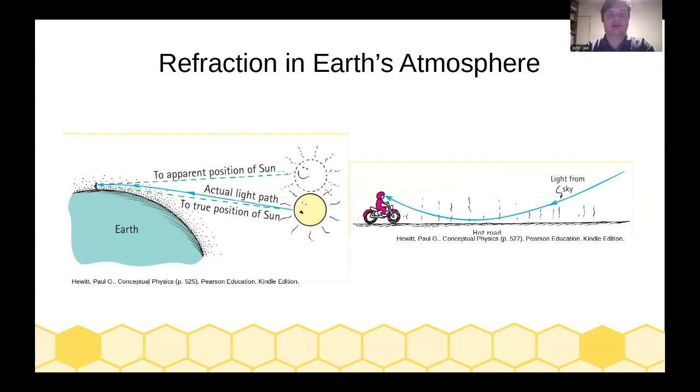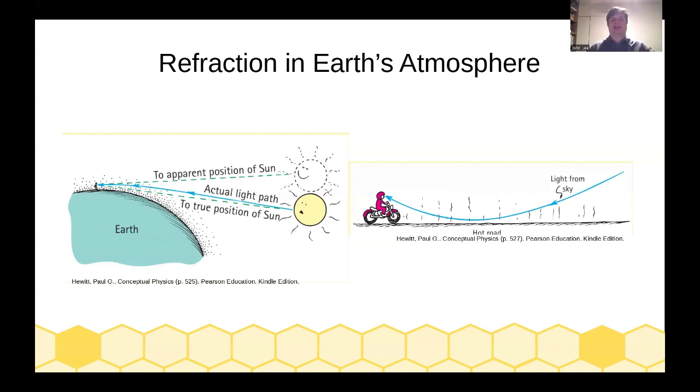So we also see refraction in Earth's atmosphere. As you might have noticed in the last lecture, at sunset, the path of light through the Earth's atmosphere is going to be bending. This means that there's an apparent position of the sun, even though the actual sun has already set at sunset, because the light going through the Earth's air is refracted and bent, so you see a different apparent position of the sun than the true position.